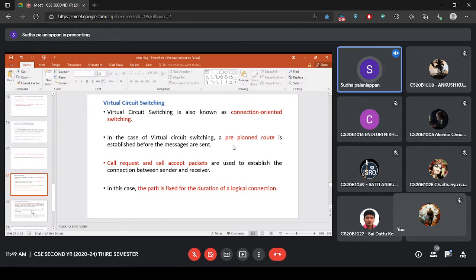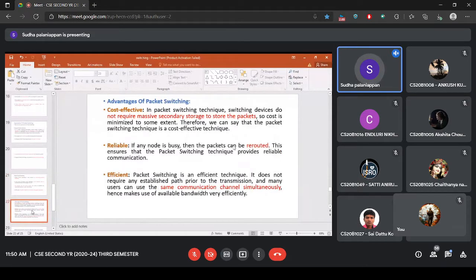When the intermediate node receives the packet, it has to decide where to send the packet. Here the decision is already fixed. The node is not going to decide the destination for this packet. It is already available in the routing table. By reading the routing table, it finds out where to forward this packet next. So that is about virtual circuit switching.